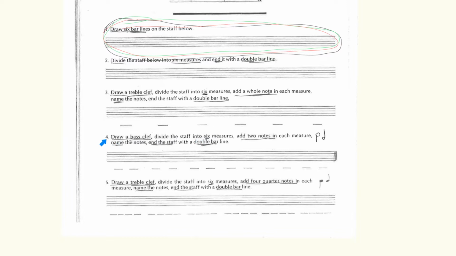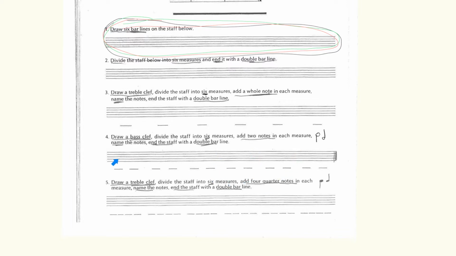The next one, number 4, is very similar to 3. You have to draw a bass clef. You draw the bass clef on the staff right here. Divide the staff into 6 measures, just like here. But now you have to put 2 notes in each measure and name the notes and end it with a double bar line. I actually put the double bar line there for you. So bar line would go here, bar line here, bar line here, bar line here, and here.